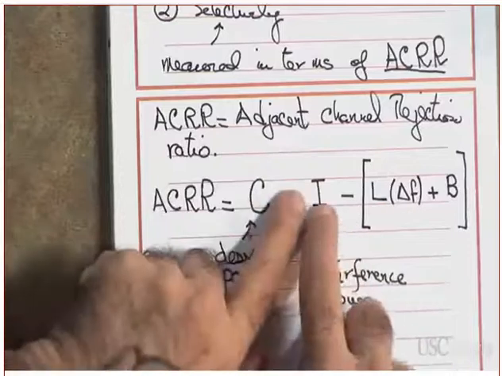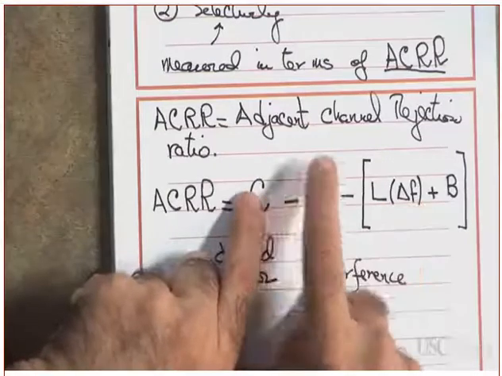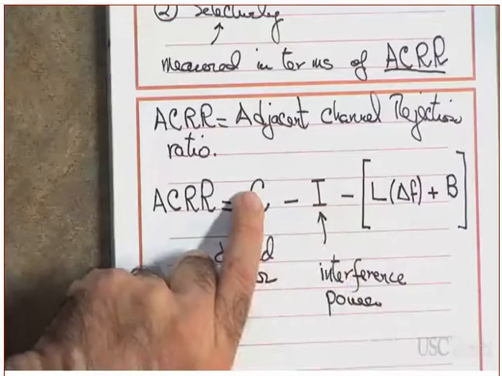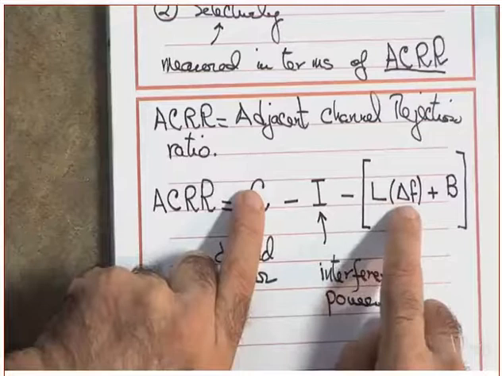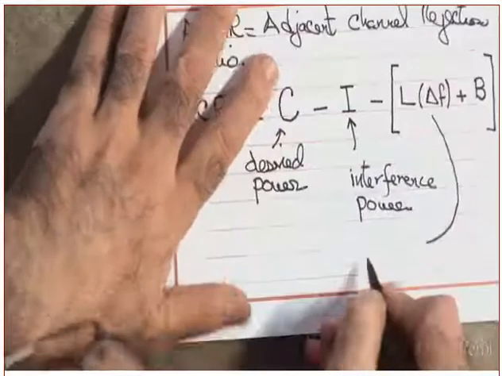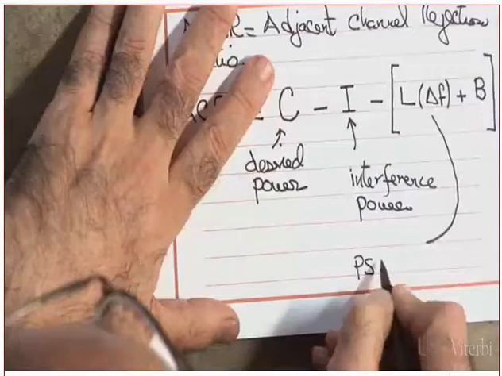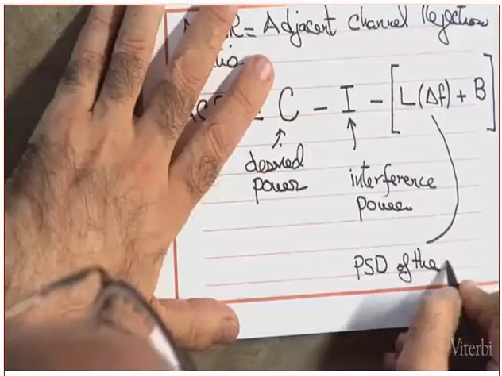By the way, am I adding this with this? If you factor out the minus, then it becomes plus. Are you following or not? What is this? What is L delta F? L delta F is the power spectral density of the phase noise.